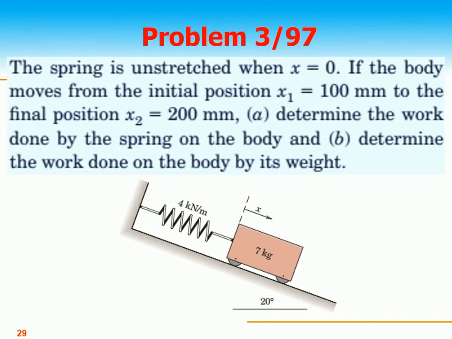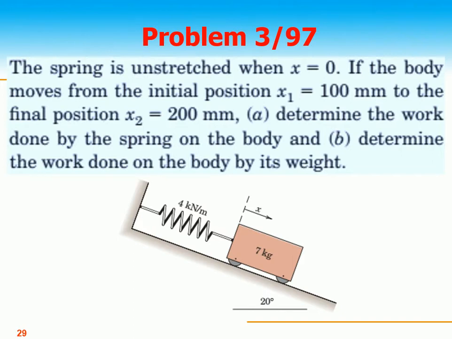This is problem number 3-97. The spring is stretched when x is equal to 0. If the body moves from the initial position x1 equal to 100 mm to the position x2 of 200 mm, determine the work done by the spring on the body and the work done on the body by its weight. So we have to find the change in potential energy converted into work done, and the change in the elastic potential energy converted into work done, moving from x1 of 100 to 200 millimeters.